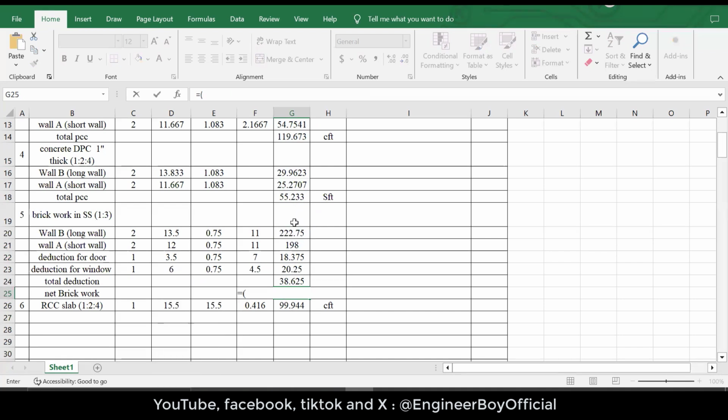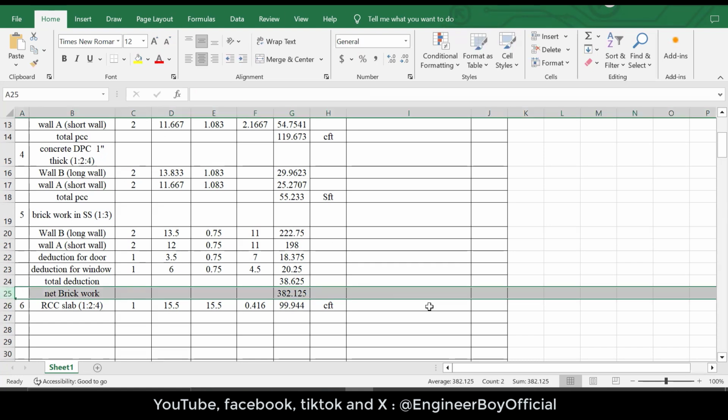Now I can say this, and I'm going to type plus sign and this one. It's better to add them before the deduction, so it can be very easy. I'm going to close the bracket and let's subtract the deduction. Where is the deduction? This is the total deduction. Press enter. As you can see, we now have this quantity.